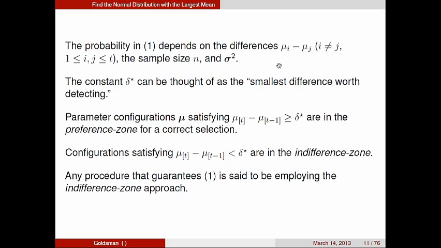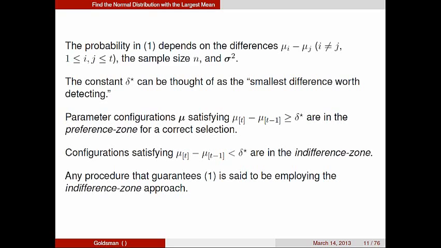It also depends on n, the sample size. The more samples I take, the better. It also depends on sigma squared. So if sigma is the common variance, I'm doing a very easy case here. If all the sigmas are the same and they're common, that will help. If some sigmas are bigger than others, the more variation, the worse off you are.